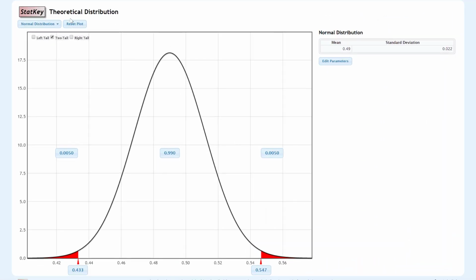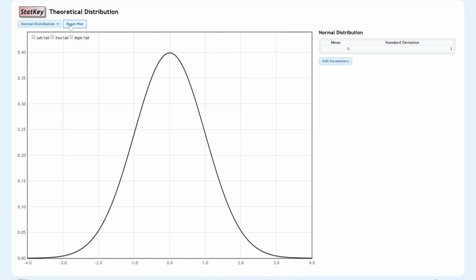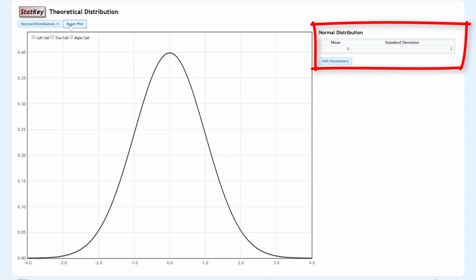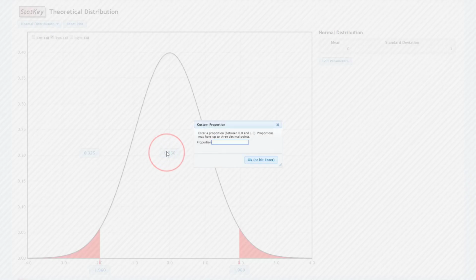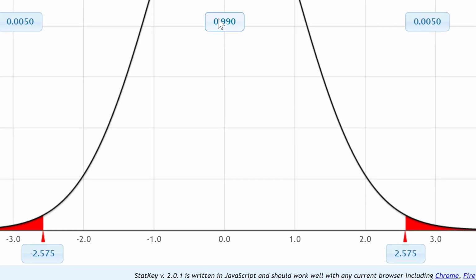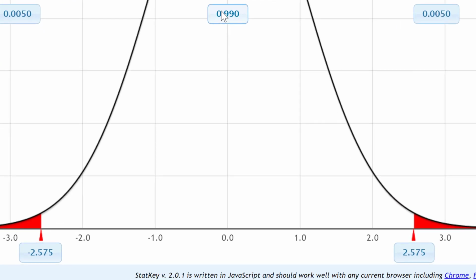We can reset our normal distribution. This will take us back to a Z distribution, which has a mean of 0 and standard deviation of 1. Now, to find the middle 99%, we select two-tail, and again, change the middle proportion to 0.99. Our Z multiplier is 2.575.